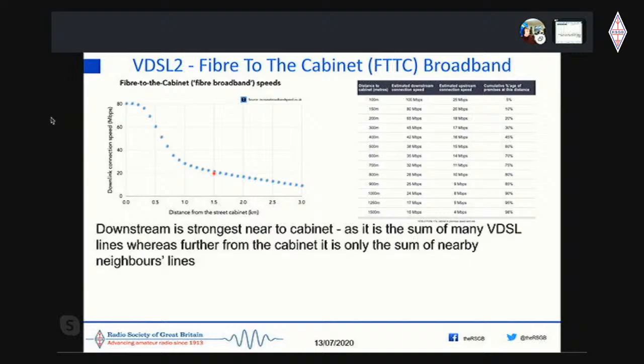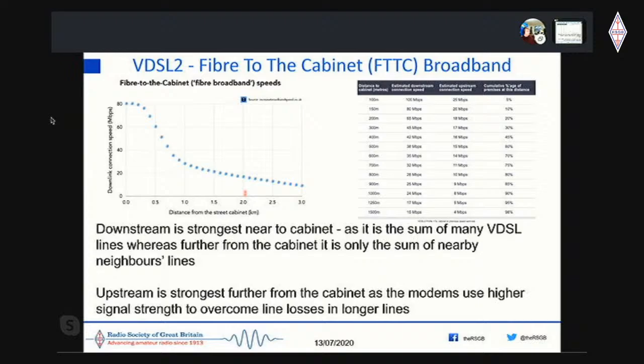So what this amounts to is that you get downstream interference near to cabinets because there you've got many, many different telephone lines with effectively white noise on them, all adding up to give you an increased noise background. Whereas further from the cabinet, the only lines you're likely to see are your nearest neighbours. So you're likely to go down from less than 10 near to you for the upstream to potentially hundreds if you happen to be near to the cabinet. So in summary, the upstream interference is stronger if you're further from the cabinet. And that's because the modems in your house, or your neighbor's house as well, use higher signal strengths to overcome the line losses in the longer lines.